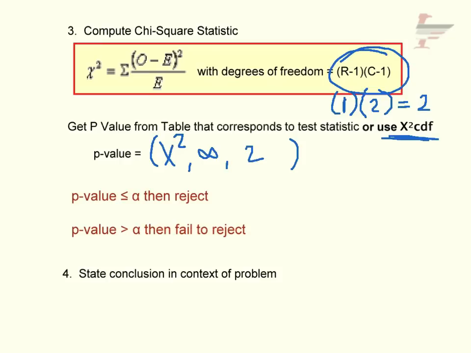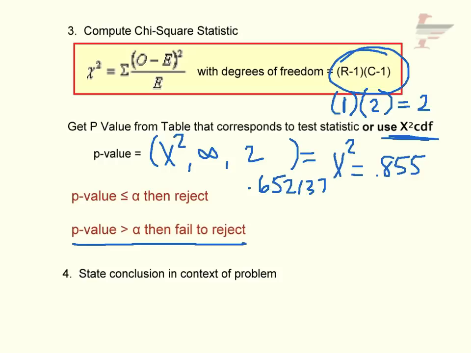Now the chi-square number for our example here with party affiliation between males and females is 0.855. And if you put that into chi-square CDF, you end up with a p-value of 0.652137. So that's a fairly high p-value, which means we would fail to reject.